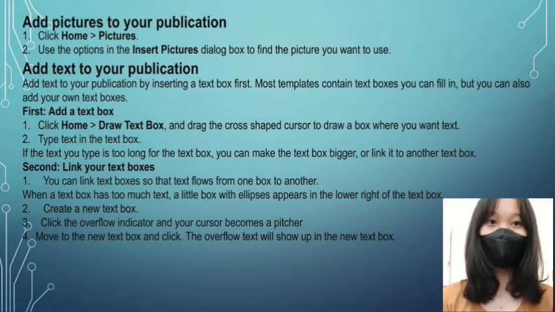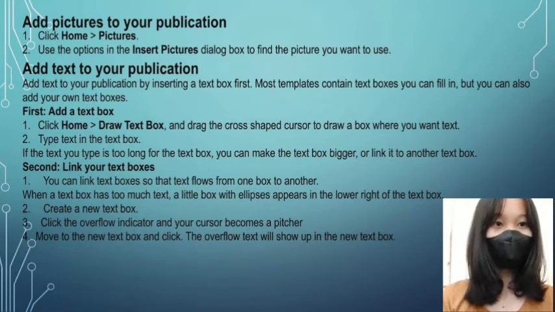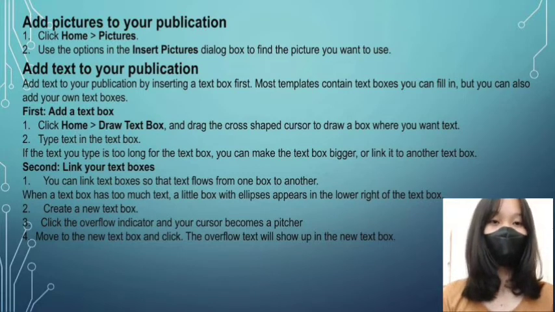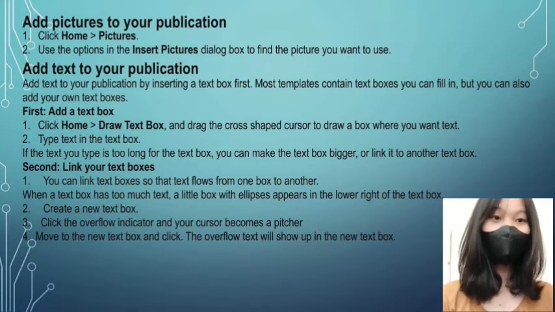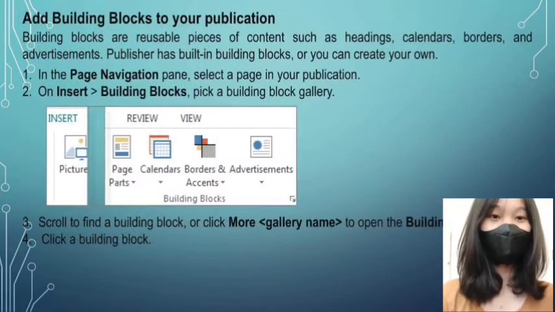Second, link your text boxes. You can link text boxes so that text flows from one box to another. When a text box has too much text, a little box with an ellipsis appears in the lower right of the text box. Create a new text box. Click the overflow indicator and your cursor becomes a picture. Move to the new text box and click. The overflow text will show up in the new text box.